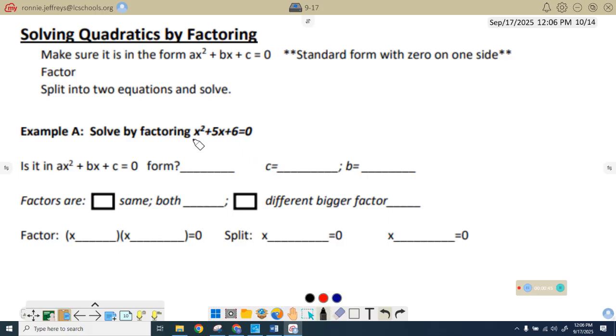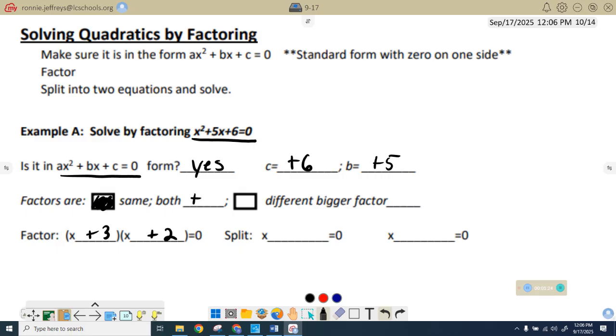We're dealing with this problem right here. Is it in this form, yes or no? Yes. Our C would be positive 6, our B would be positive 5. Because our 6 is positive, our factors are the same, and they're both going to be positive. So, what two numbers when we multiply them we get 6, but when we combine them we get 5? Yeah, 3 and 2. You could also say 2 and 3. Remember, the order doesn't matter.